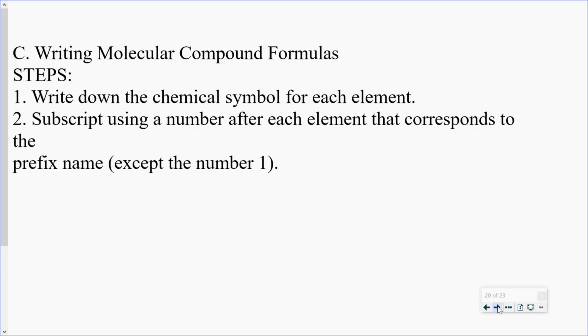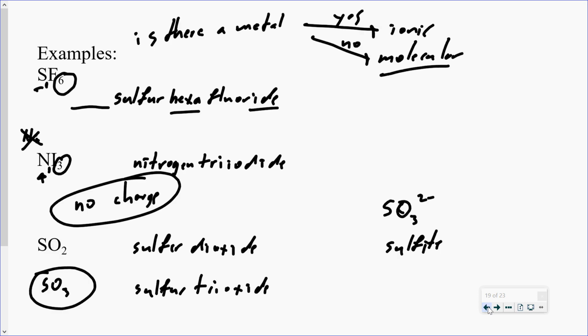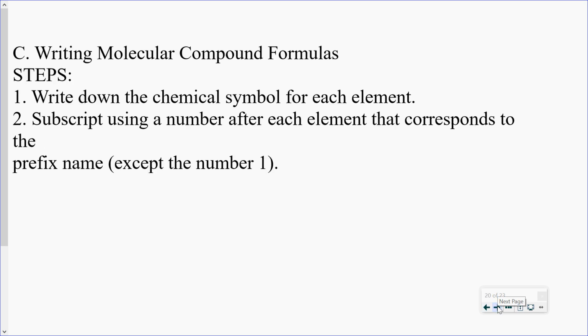How about the opposite? So now, instead of starting with the formula, as we had here, and writing the name, we're going to start with the name, and we're going to write the formula. Write down the chemical symbol, of course, for each element in the order that they appear in their name. You need to write the subscripts whenever you are given a prefix that is greater than 1. In other words, not mono.